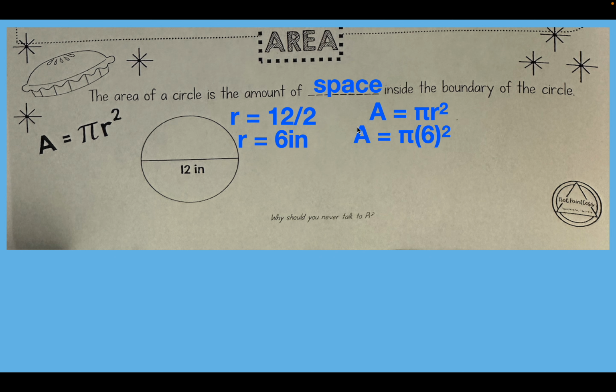Plug in my radius. And now I gotta follow my order of operations, which tells me I have to do my exponents first. That exponent means that I am multiplying it by itself, not multiplying it by 2. 6 times 6 is 36, but we're going to change the order of it because the number, the coefficient, always needs to go in the front. So its area equals 36 pi inches.